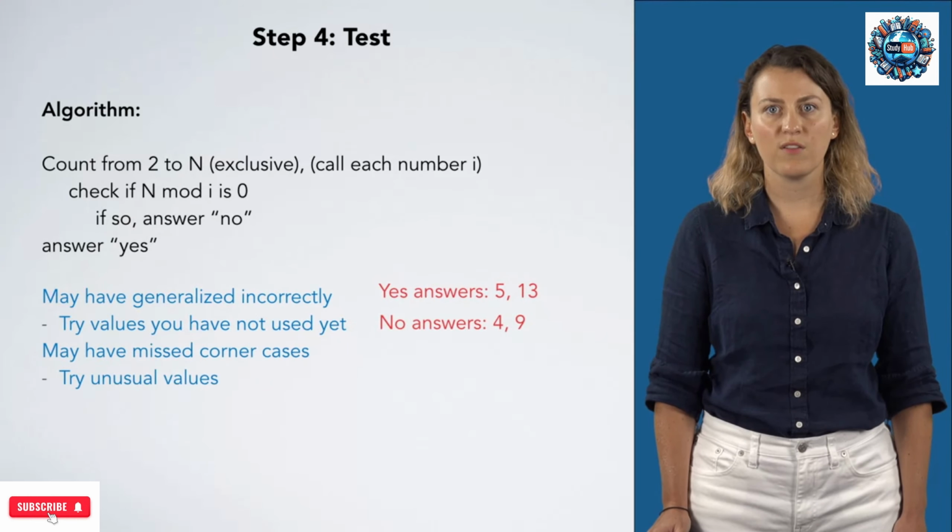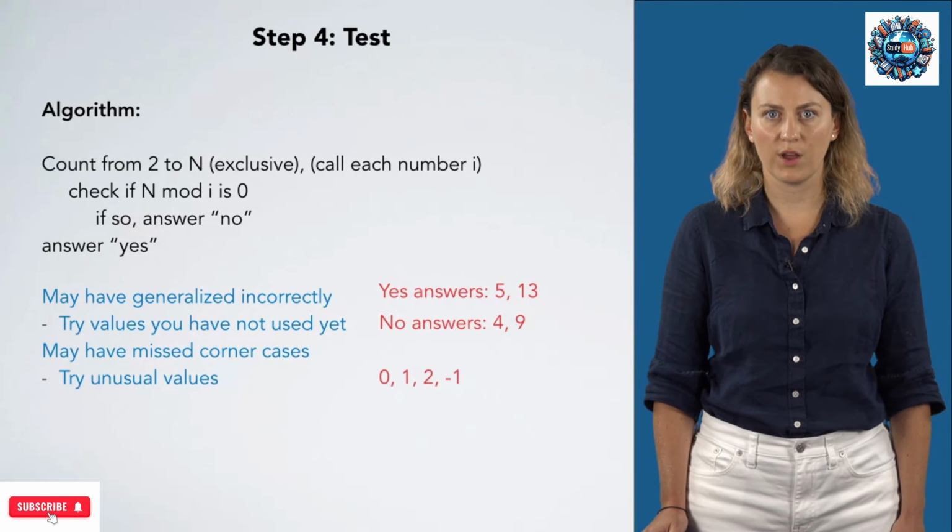We may also have missed some corner cases, numbers for which our algorithm behaves strangely. We might want to try some unusual values, such as 0, 1, 2, or -1. 2 is a good special case because we start counting at 2. 0 and 1 might be special because they're less than 2, so we wouldn't count any numbers. -1 might also be good, since we would count no numbers and immediately answer yes.